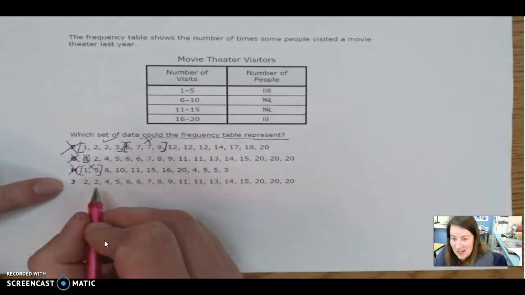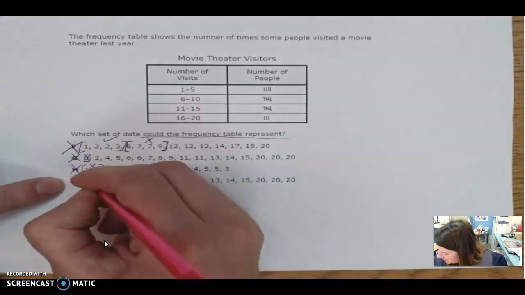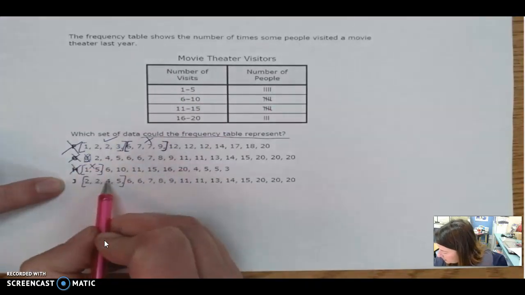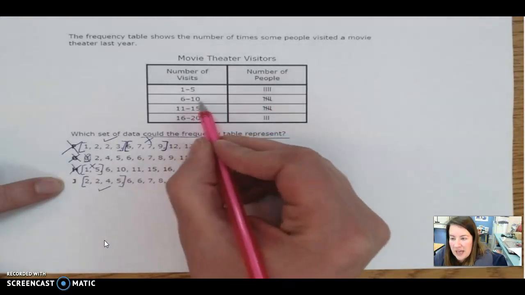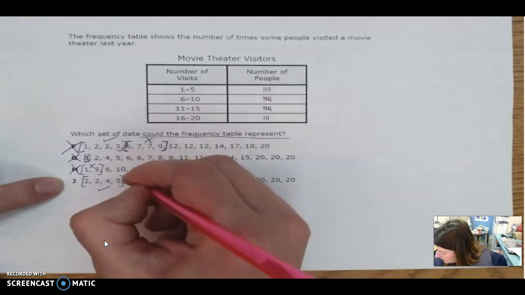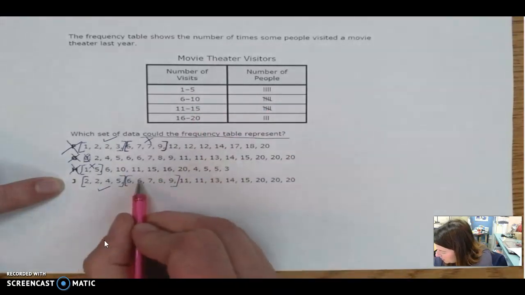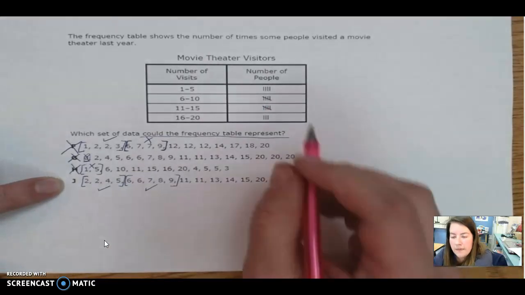All right, let's check J. Hopefully I didn't make a mistake. All right, let's mark 1 through 5. Should be 4 numbers, right? 1, 2, 3, 4. Okay, that one works. 6 through 10, I should have 5 numbers. So here's 6 through 10. 1, 2, 3, 4, 5 numbers. That one does also work out.